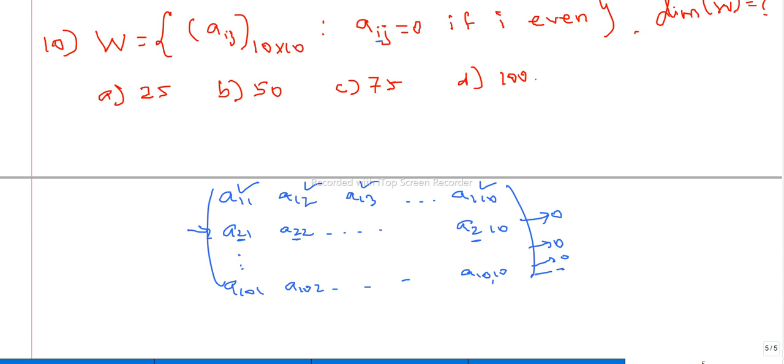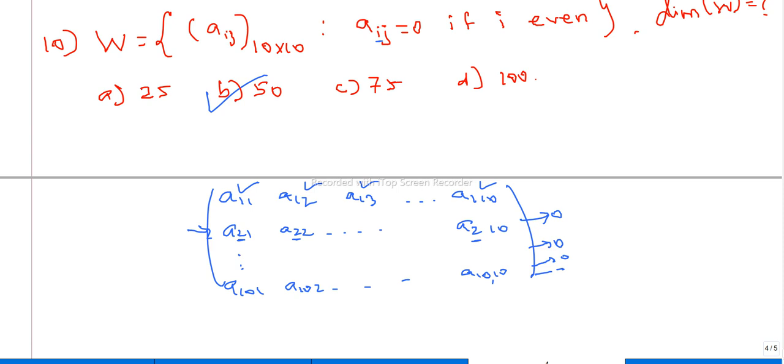But how many non-zero rows we have? Only 5, because already 5 rows are 0. Therefore 10 plus 10 plus 10, 5 times, therefore 50. 50 is the dimension. The number of unknowns in the matrix is the dimension. Got it?